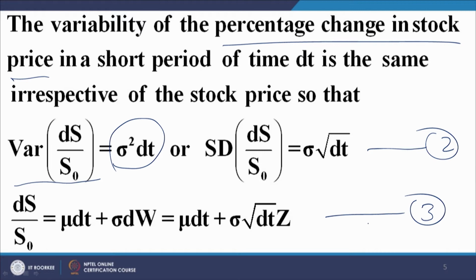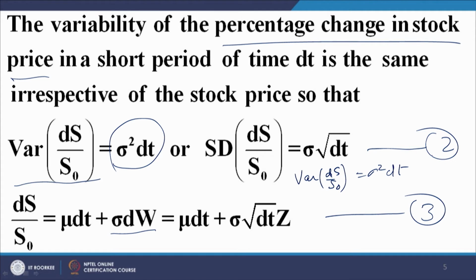And then we look at the variance of ds upon S naught. If you look at this from the right hand side, mu dt is deterministic, so it will not contribute to the variance, and the entire variance will be encapsulated in the second term sigma dw, and the variance of sigma dw is equal to sigma square into dt, which is precisely what the second equation demands.